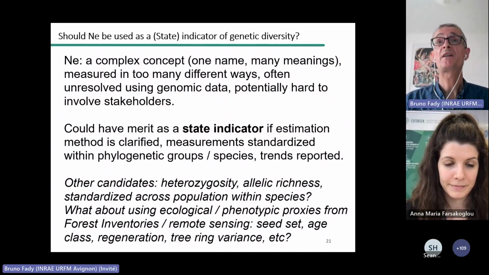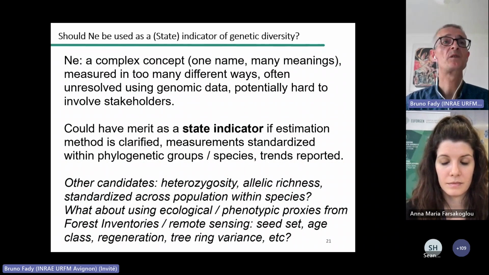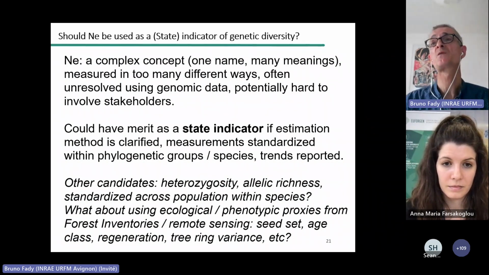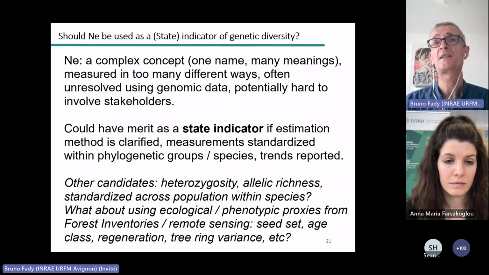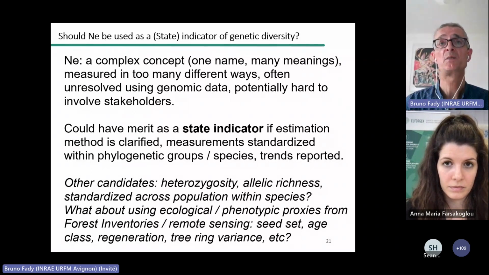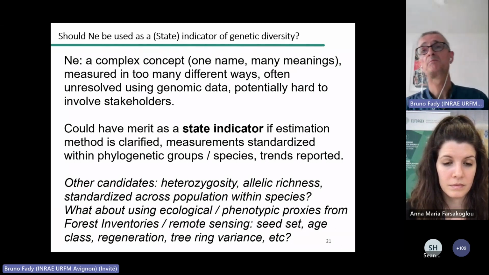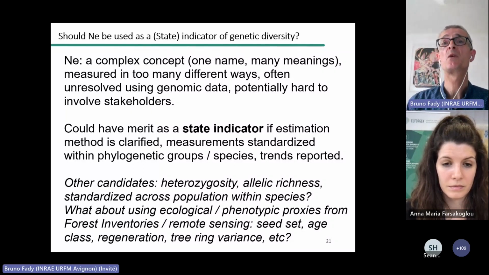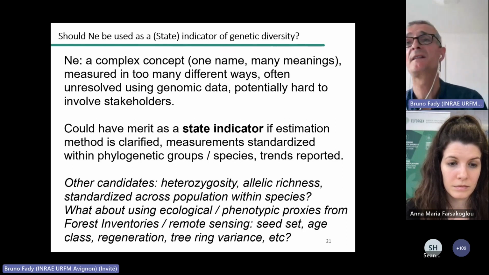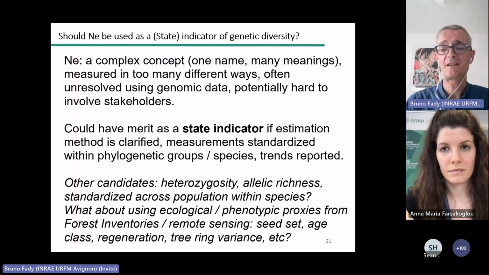So NE could have merit as a state indicator. Obviously, at least in Europe, we would need estimation methods to be clarified, measurements standardized, perhaps within phylogenetic groups, within species, and trends reported and not just single measures. Perhaps other candidates for such indicators could be other widespread measures such as heterozygosity and allelic richness. And of course, the use of ecological and phenotypic proxies from forest inventories and remote sensing would be very sensible as well, such as age class, regeneration, rearing variants, seed set, etc.